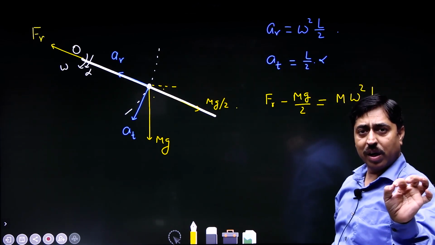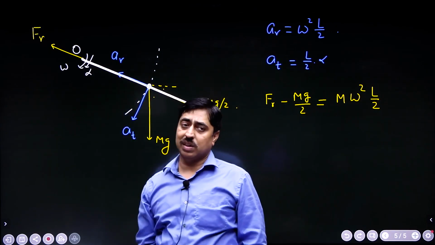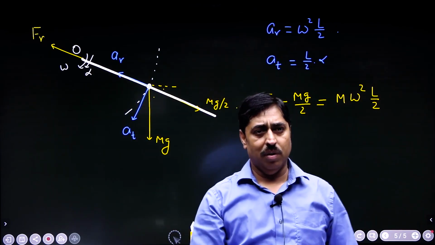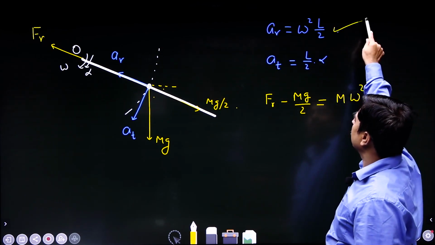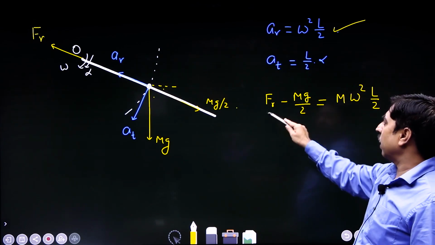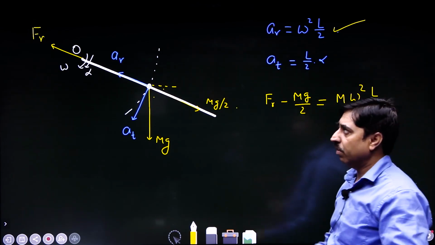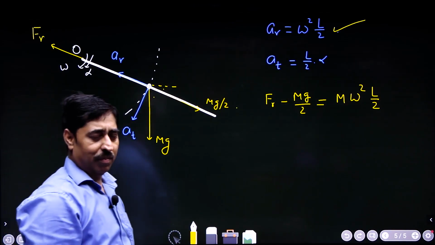What is omega square L by 2? Omega square L by 2 is the acceleration of center of mass in this direction, radial acceleration. So, now you know the value of omega, this is radial acceleration. So, you know this acceleration, you know the value of omega, you can calculate Fr. Fr means the radial component of hinge force has been calculated, right.